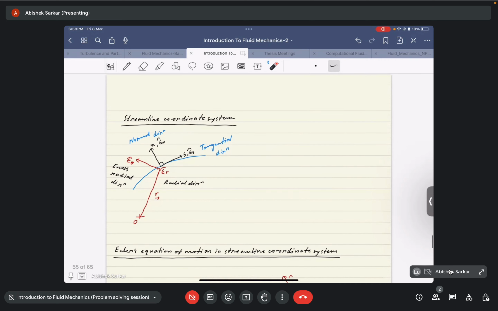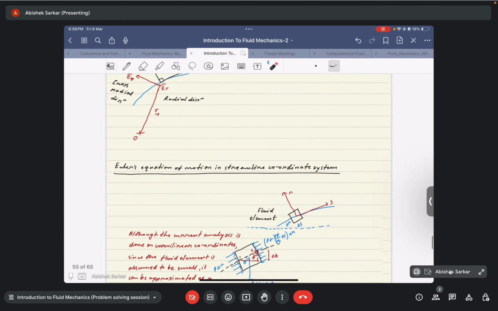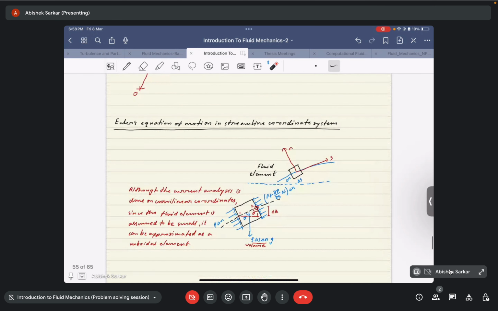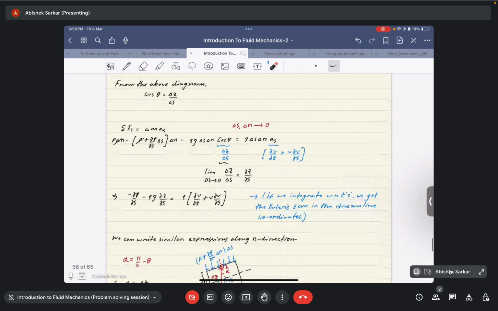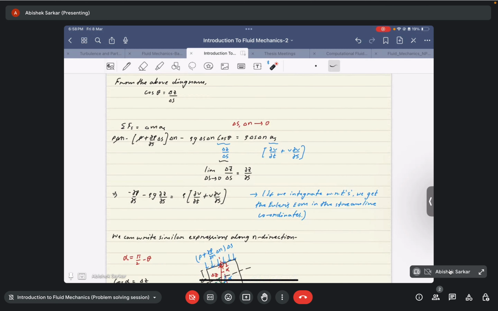So again there is a discussion about the Euler's equation in the streamline coordinate system. That I will not derive, I will just look into the final form of the equation. So along the streamline coordinate, the Euler's equation of motion is given by minus dou p by dou s minus rho g dou z by dou s is equal to rho dou v by dou t plus v dou v by dou s, okay. Similarly, where s denotes the coordinate along the streamline, okay.